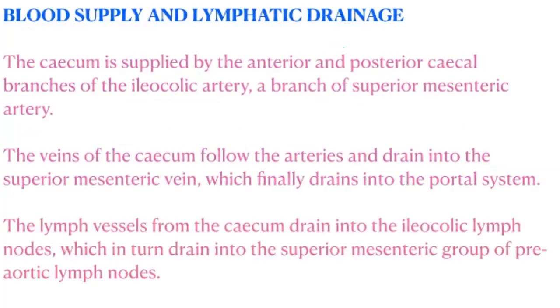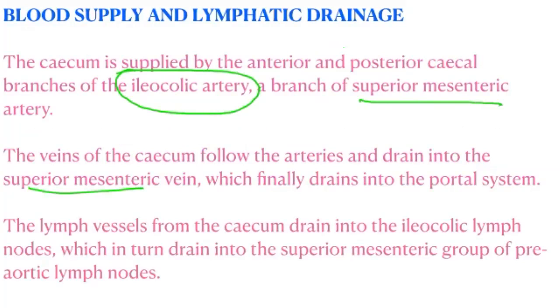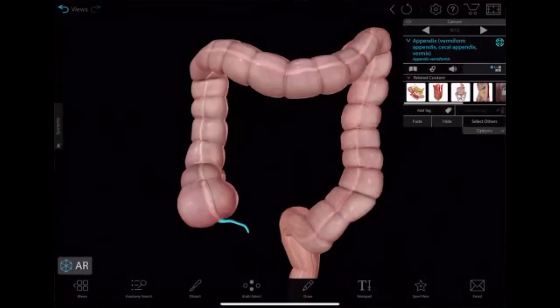The cecum is supplied by the anterior and posterior cecal branches of the ileocolic artery, a branch of the superior mesenteric artery. The veins of the cecum follow the arteries and drain into the superior mesenteric vein, which drains into the portal vein. Lymph vessels from the cecum drain into the ileocolic lymph nodes, which in turn drain into the superior mesenteric group of nodes. Okay.